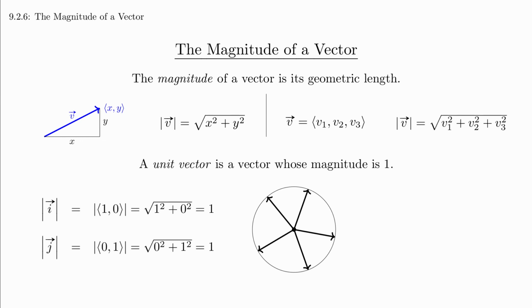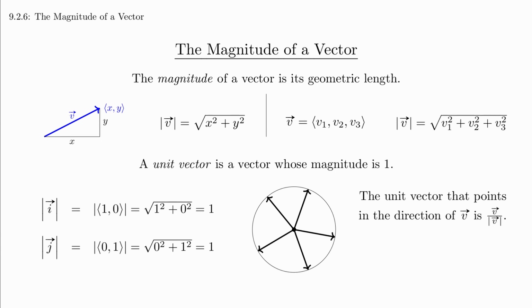An important calculation is to find the unit vector that points in the same direction as some given vector. If you are given a vector v and you want to find the unit vector that points in the same direction, you need to scale the vector by the appropriate value so that it has unit length. That scaling factor turns out to be 1 over the magnitude of v.